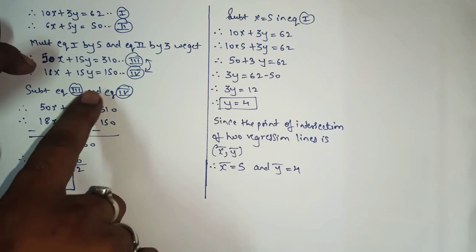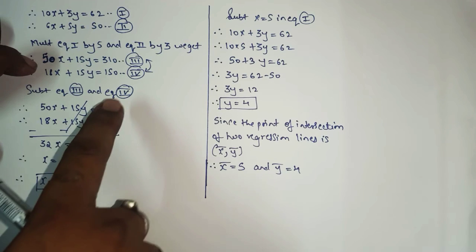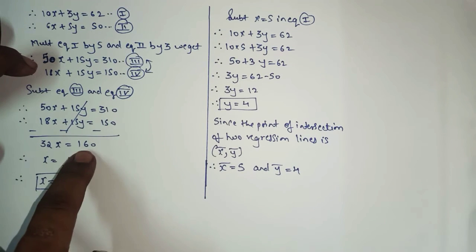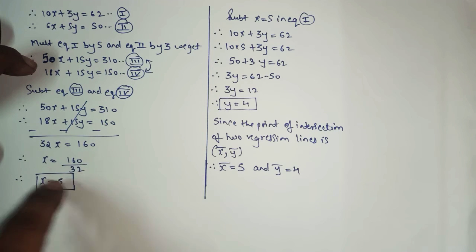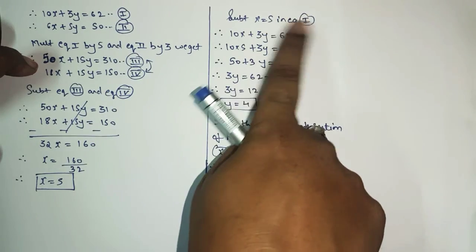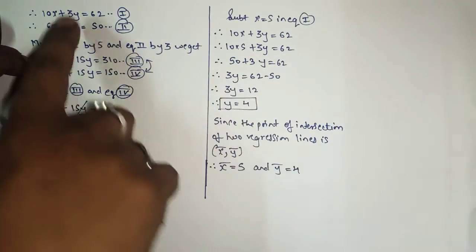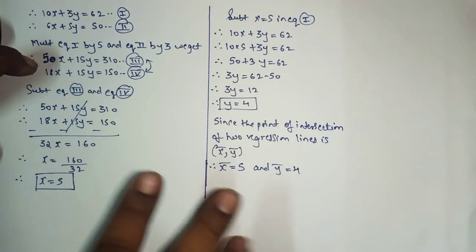So when you subtract, 15y will get cancelled. 50 minus 18 is 32. 310 minus 150 is 160. 32 will go down, cancel, so you will get x equals 5. So this x equals 5, you will substitute in equation number 1, or in equation number 2, 3 or 4. Okay, it is on you.